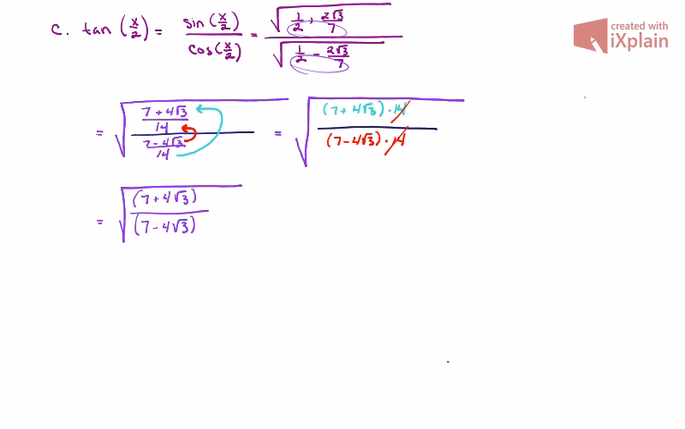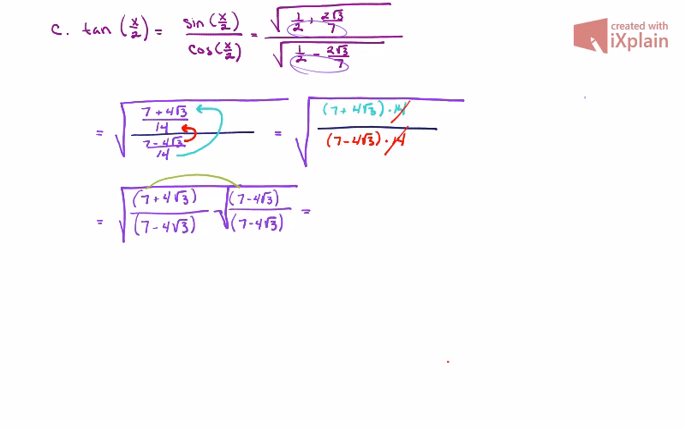Again, I'm going to do a little bit more manipulation because I don't want to necessarily have a radical inside of a radical. So what I'm going to do is multiply both the top and bottom by 7 minus 4 root 3. And you'll see why in a moment. And it's actually going to be its own radical. So it's all going to be underneath one big square root.